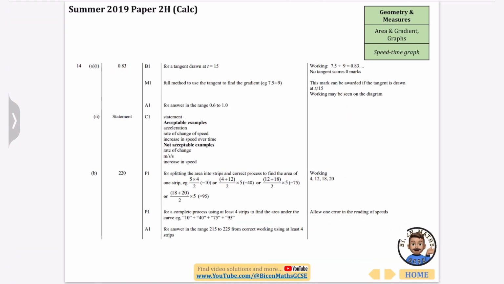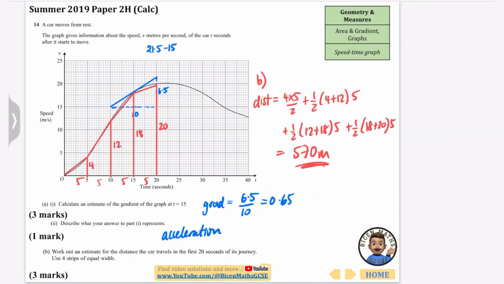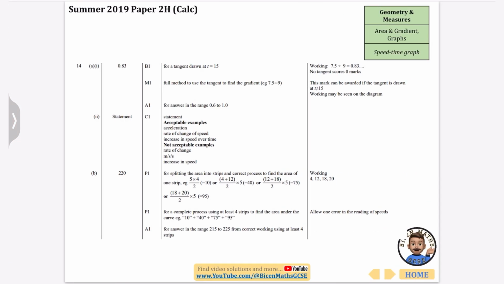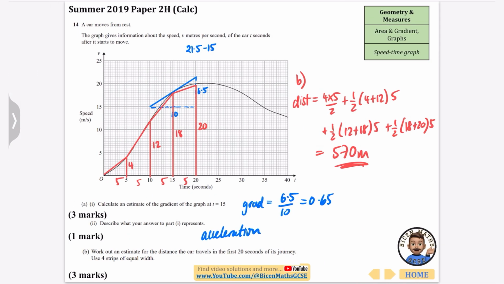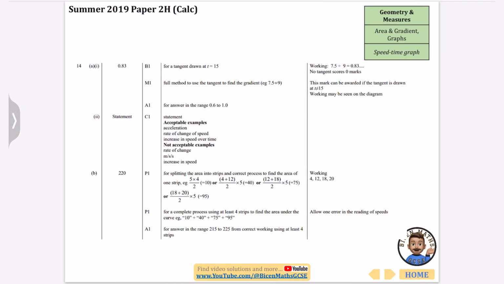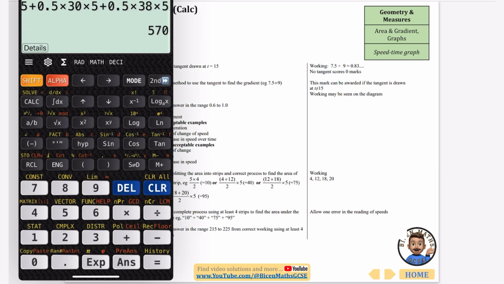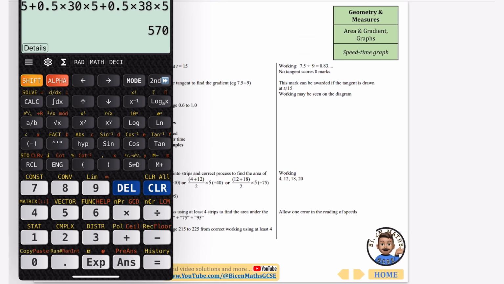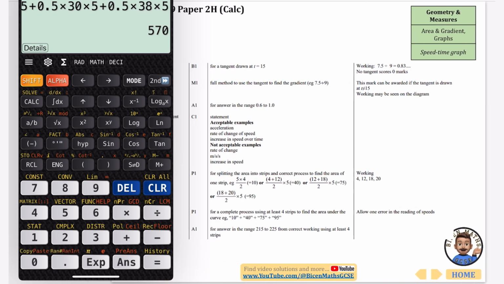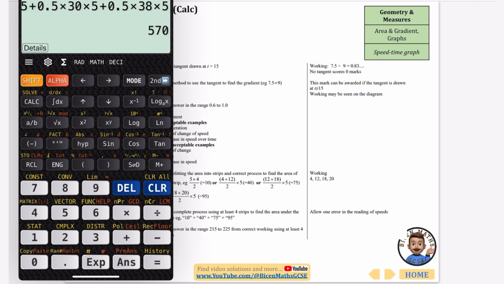So they have said 0.83, but they'll accept anything between 0.6 and 1. So ours is perfectly fine there. We've got that it's the acceleration, and they've said 220. We've got 570. What have I done wrong here? I don't think I've done anything wrong. We've got 10. Maybe it's my calculations again. How odd. I must have typed something in wrong in the calculator.